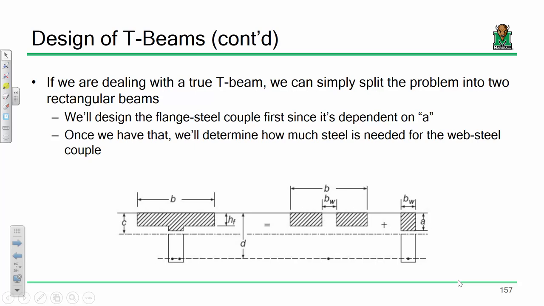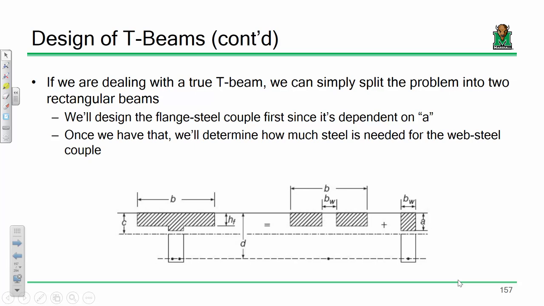Let's take a look at what we got here. I'm going to look at each of those couples individually, but with a very specific goal. Now, I'm in design mode. If I'm designing this T-beam, what do I ultimately want? What am I ultimately trying to design? What am I ultimately trying to select? Remember, this is a known cross-section problem. We need to know how much steel we're putting into it. That's what we're after.